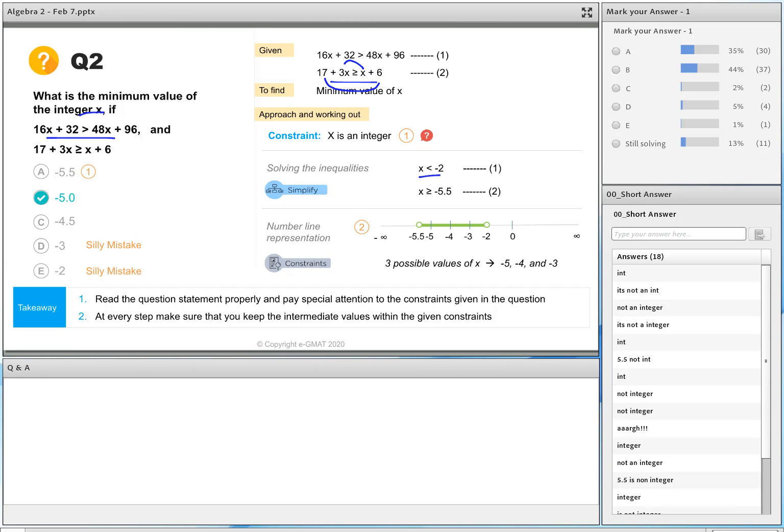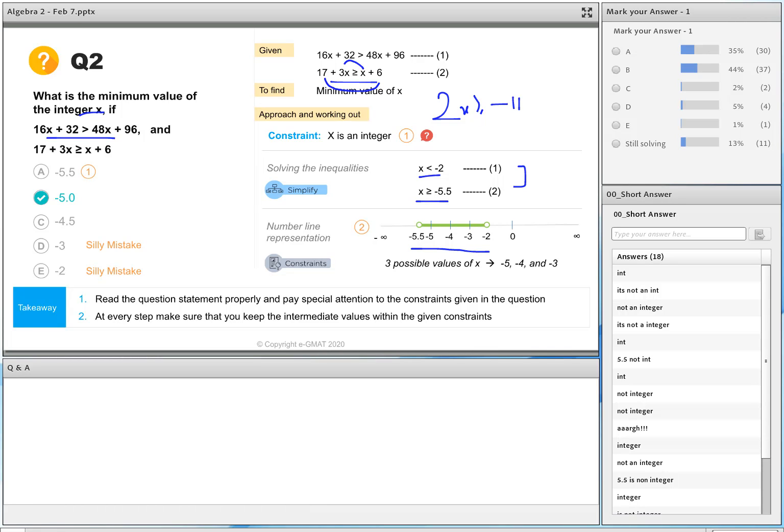I take the value 70 to the right hand side. I get 2x to be greater than or equal to -11, or x to be greater than or equal to -5.5. So if I combine both of these together, what is the range that I'm getting? I'm getting a range for x which is from -5.5 to -2. This is the range that I have.